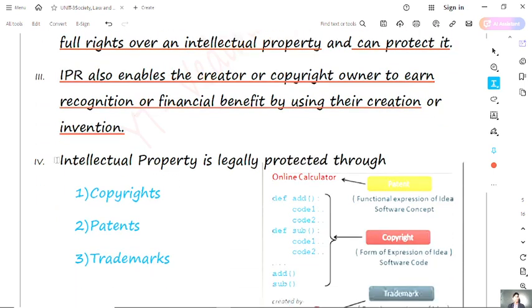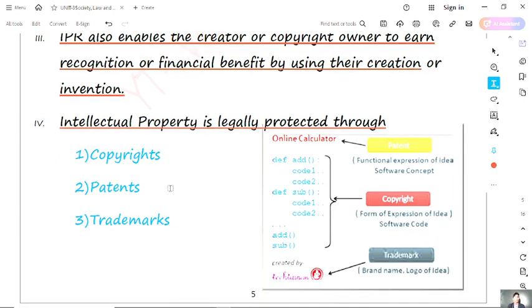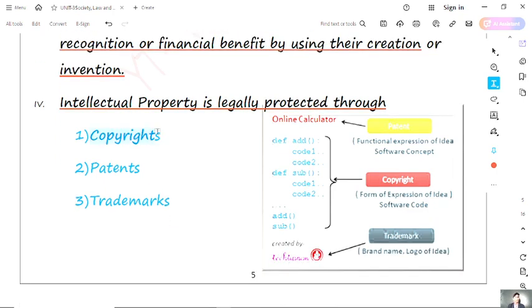Now, intellectual property is legally protected. If you have created, researched or invented something, there are some laws to protect the intellectual property so that you can save yourself. First is copyrights, second is patents, third is trademarks. Let's see what trademarks and patents are.